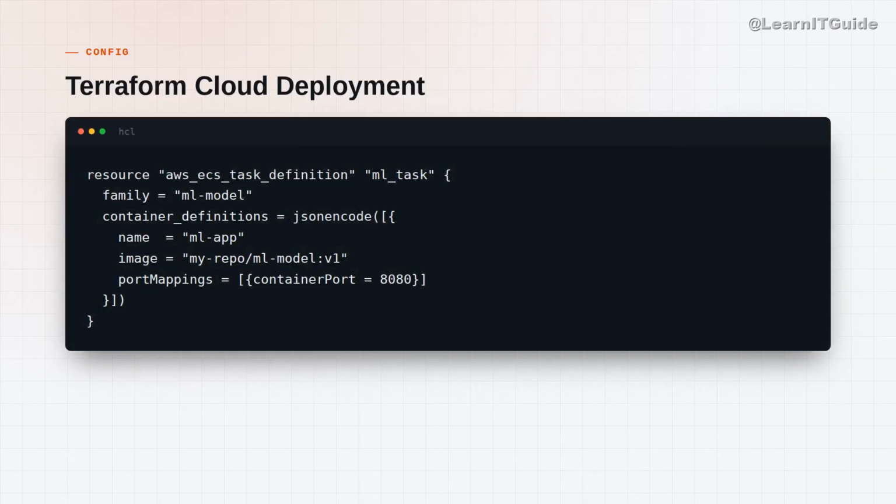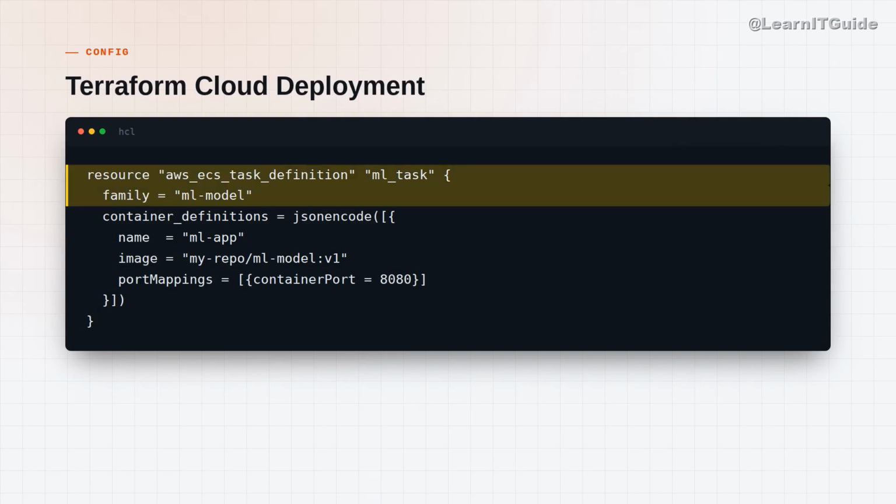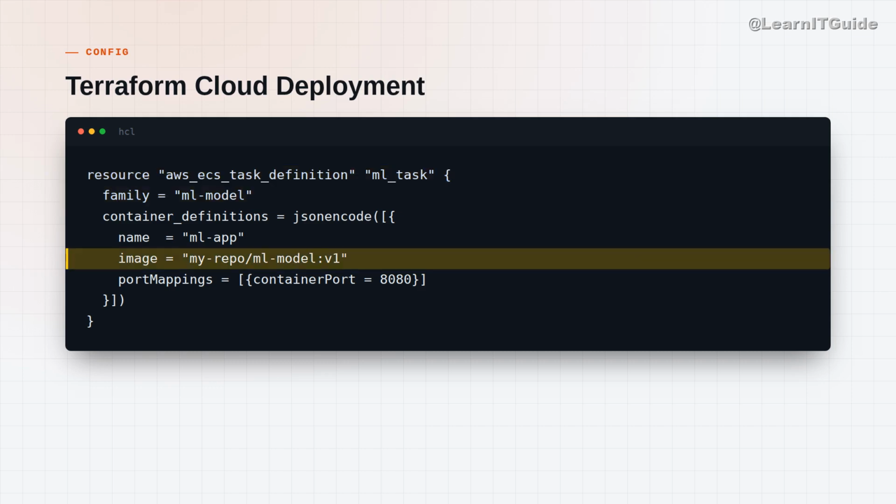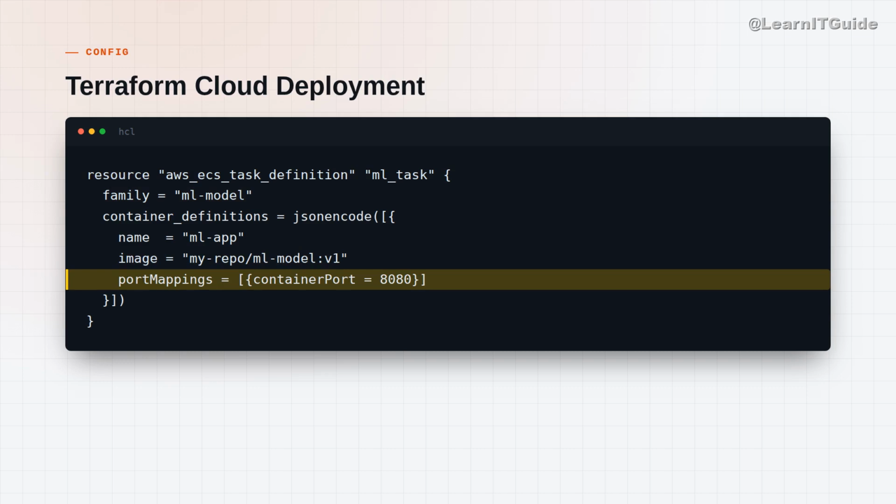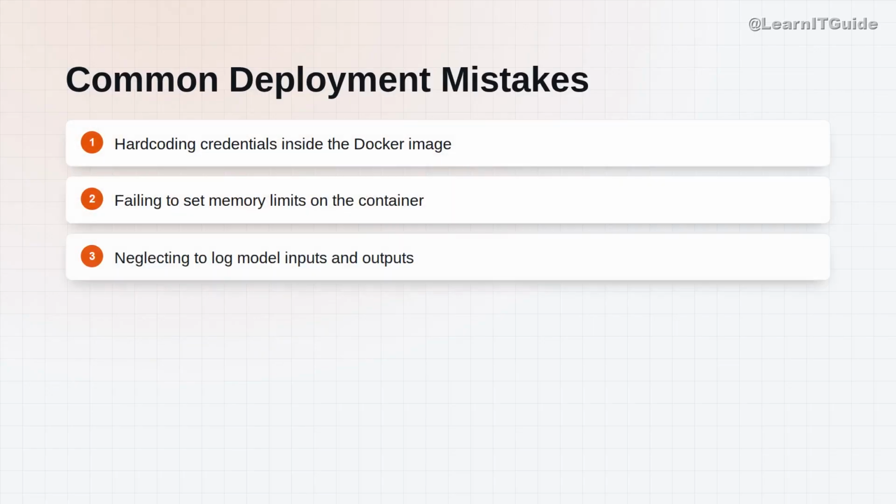Now we move to the cloud. We use Terraform to define our infrastructure as code. This specific block defines an ECS task in AWS. It tells the cloud provider exactly which container image to run and which port to expose. By using Terraform, we ensure our production environment matches our development environment exactly. No more configuration drift.